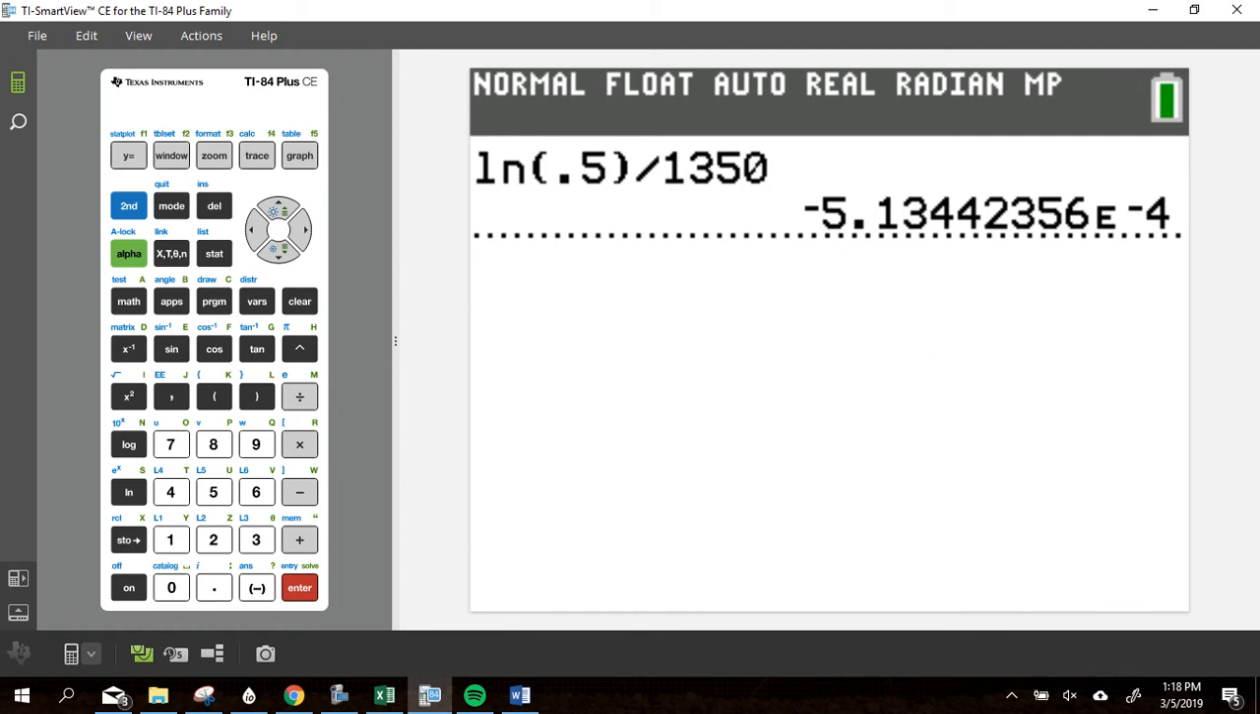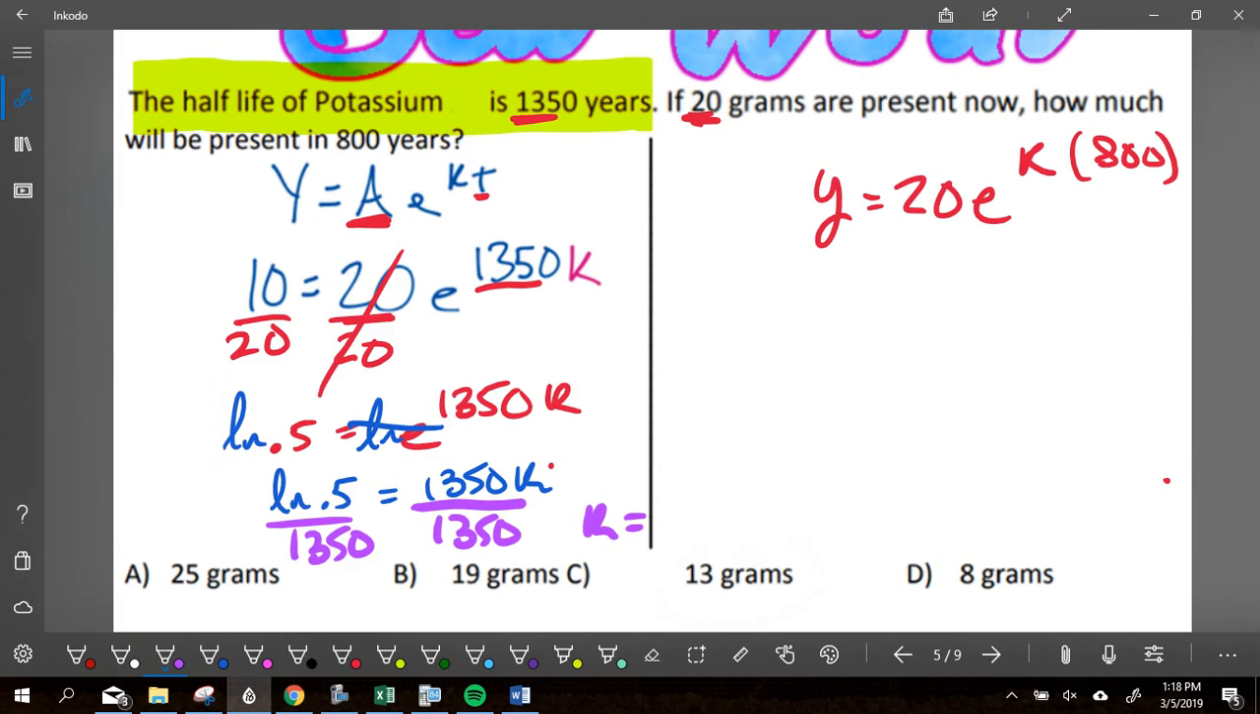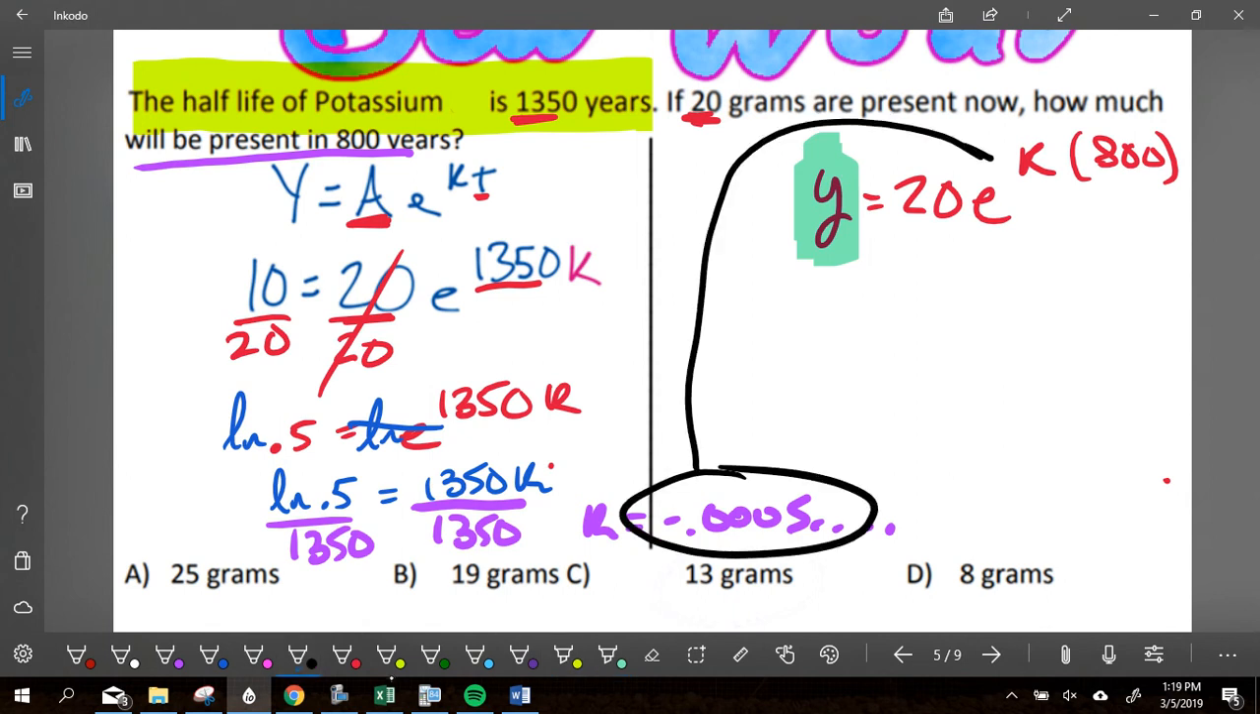I don't care about that number either. I've got a calculator, so I'm going to let the calculator do all the work for me. And so my k is that negative 0.00005, whatever. I'm not going to write it down anyways because I don't really care. I'm going to use it right now. Once I've solved for k, I now want to know how much will be present in 800 years. So I'm trying to figure out how much do I end with. I'm solving for y. So what I'm going to do is take that k that I just found right here, and I'm going to plug it in.